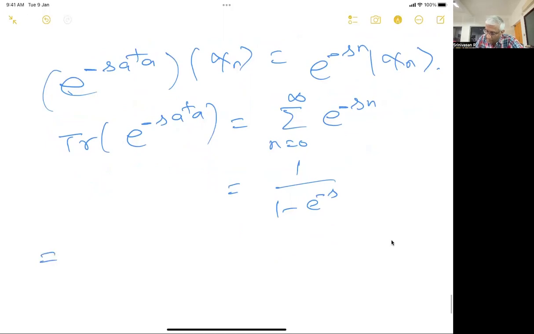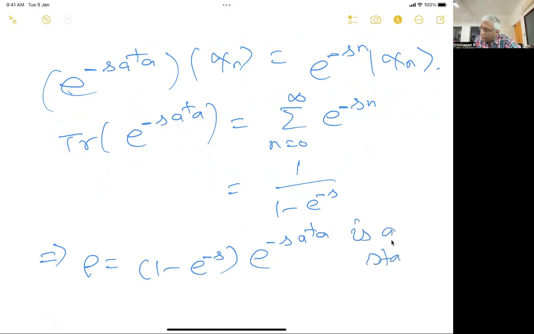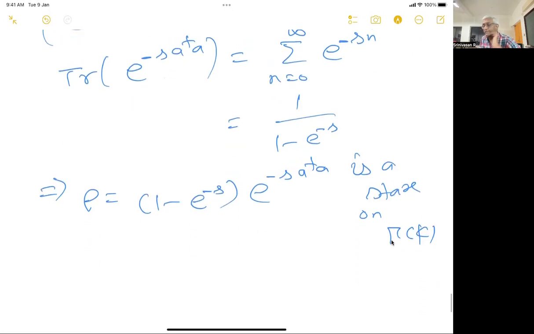So the trace equals 1 by 1 minus e power minus s. Therefore rho equal to 1 minus e power minus s, times e power minus s A dagger A. You take the exponentiation of the number operator, and it is a state. H is equal to gamma of C, and rho is a state on gamma of C.